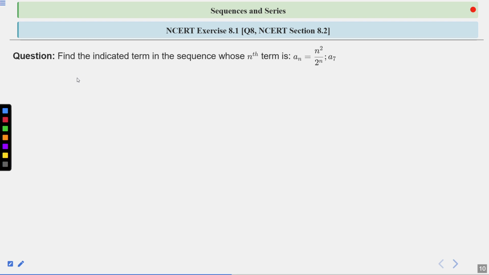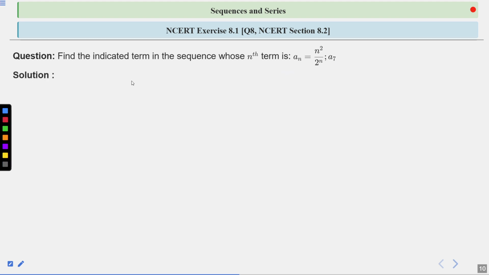This question. As we are given the nth position rule, using this we can find the nth position term: n squared by 2 raised to the power n. Now in this case we have to find the 7th position term.